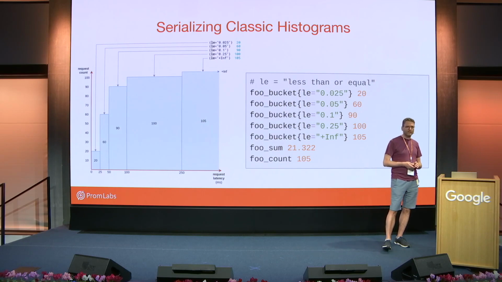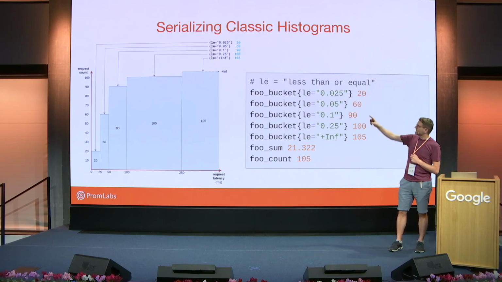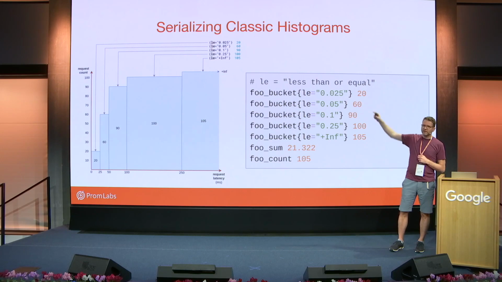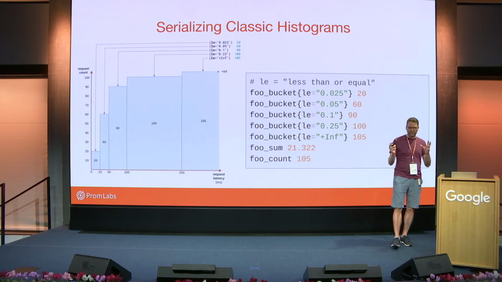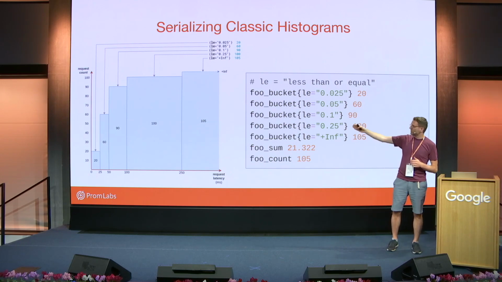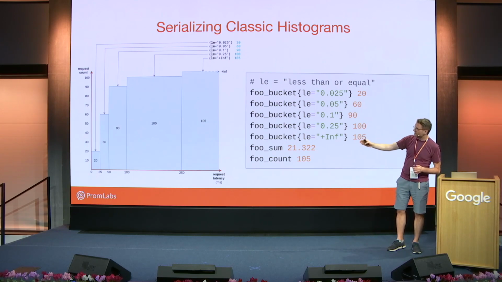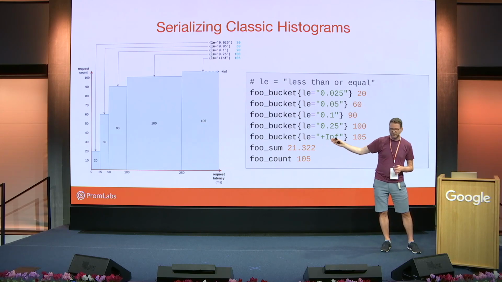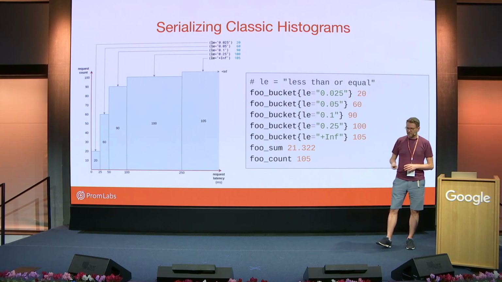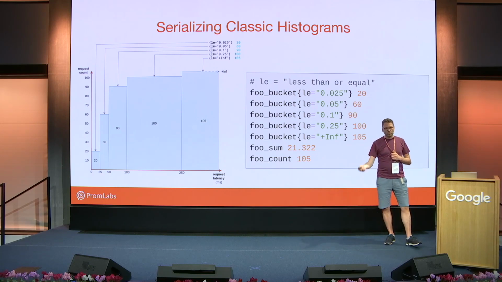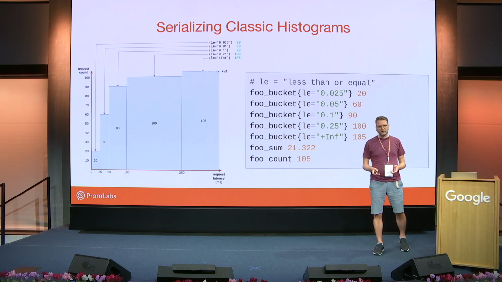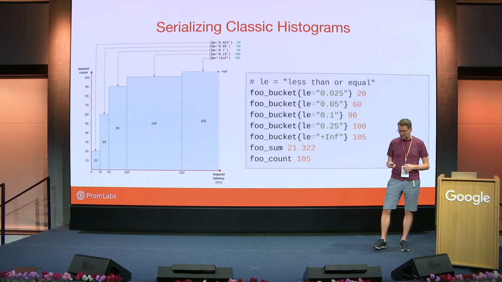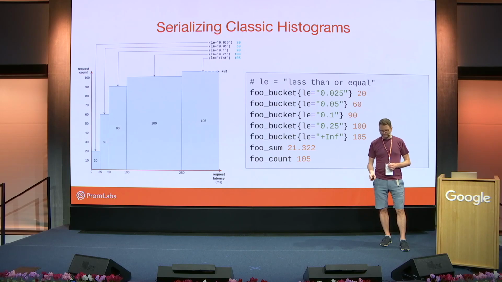This is how they were serialized. You have these different buckets. This le label is the string-encoded upper bound. le stands for less than or equal. So this bucket contains 20 requests that have finished in less than or equal to 25 milliseconds. That's what it means. And so for each bucket, there was one time series. And then we also exposed the total sum of observations, for example, the total request handling duration, and the total count of observations, for example, the total count of requests.